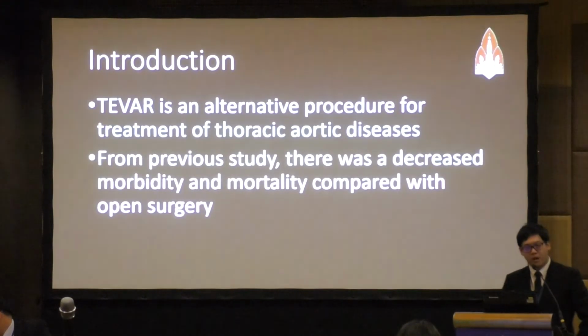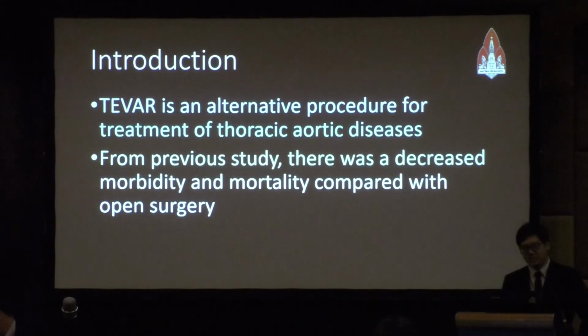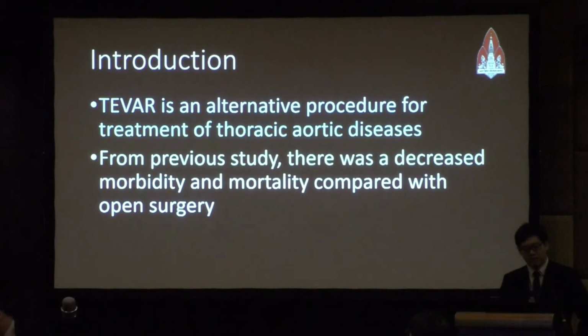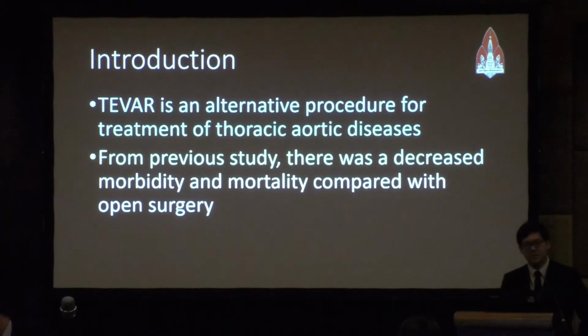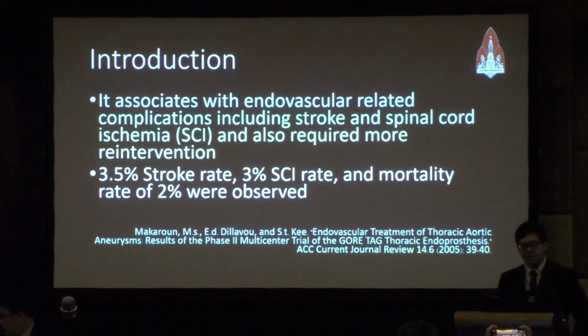So let's see. TEVAR right now is the alternative procedure for the treatment of thoracic aortic disease. In some diseases, it's the mainstay treatment. From previous studies, there was a decrease in morbidity and mortality compared with open surgery of the thoracic aorta. However, it's also associated with endovascular-related complications such as stroke and spinal cord ischemia, and may require reintervention in the future. From previous studies, there was a 3.5% stroke rate, 3% spinal cord ischemia, and a mortality rate of about 2%.